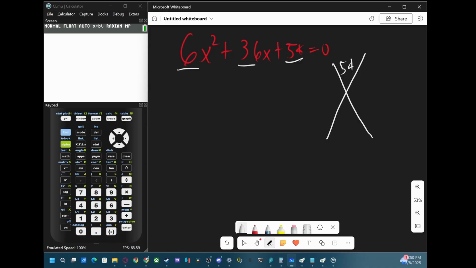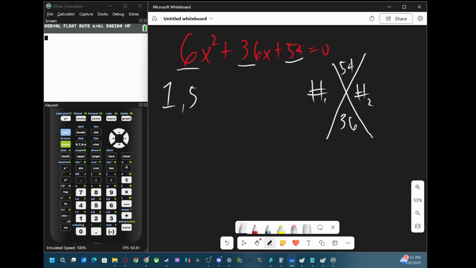So now this part is 54, and this part is 36. So we put this at the bottom portion. Now, this will be our number 1. This will be our number 2. 54 will be our multiple. So that means these numbers have to multiply to get 54, but have to add up to get 36. But in our case, we first got to check the multiples of 54.